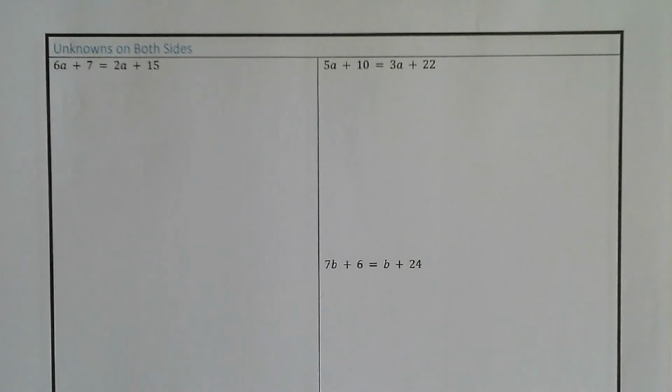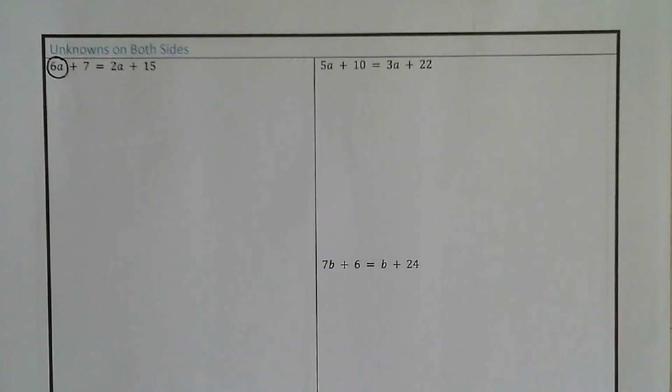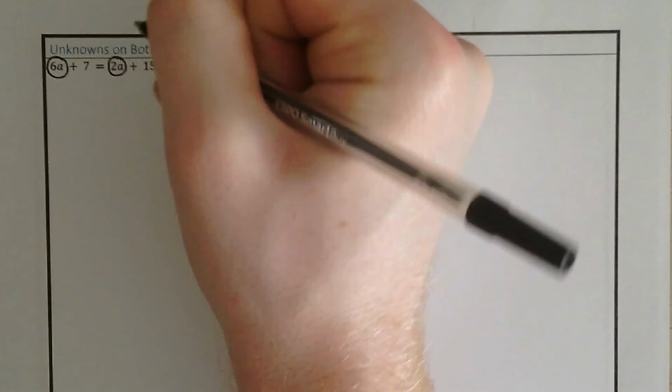We now move on to the next part of the booklet, which looks at equations that have unknowns on both sides of the equation. These questions are a bit more tricky, but again, I'm going to go through the examples on the left and you're going to do the questions on the right. Our first question, 6a plus 7 equals 2a plus 15, we start by circling both of the terms that have a variable. That's 6a and 2a.